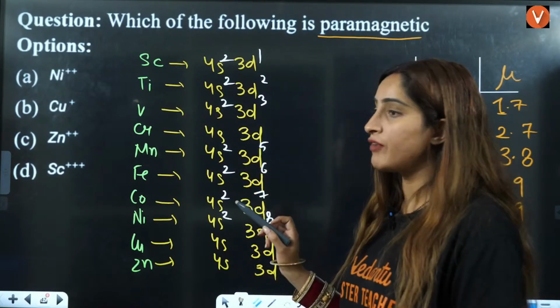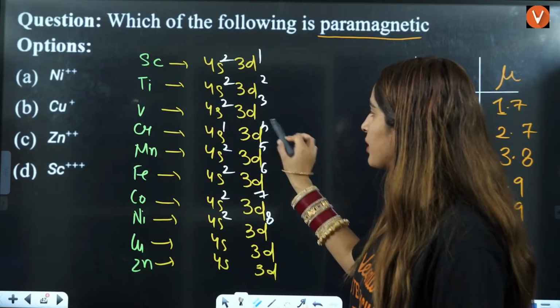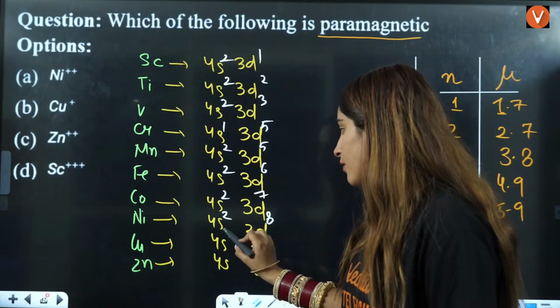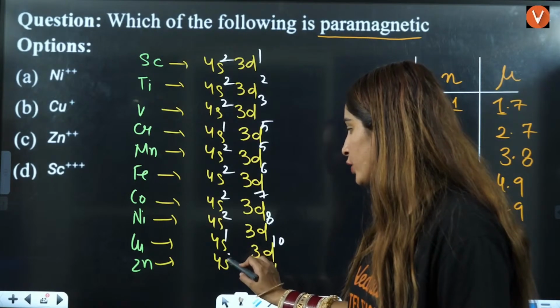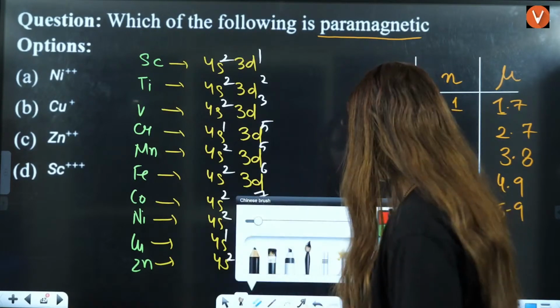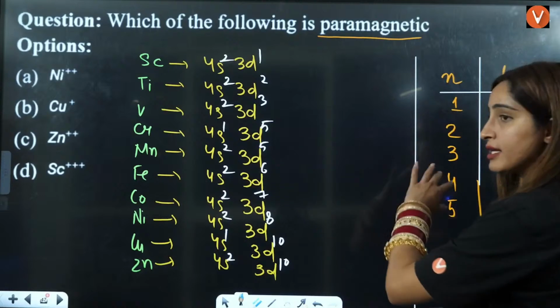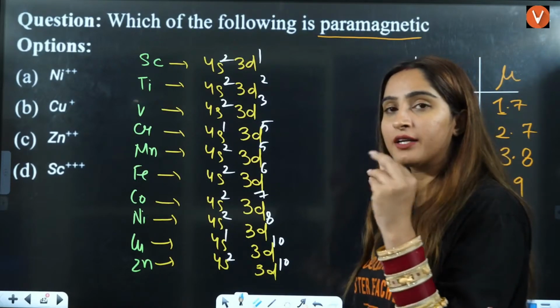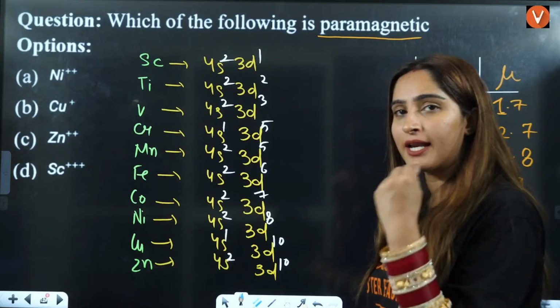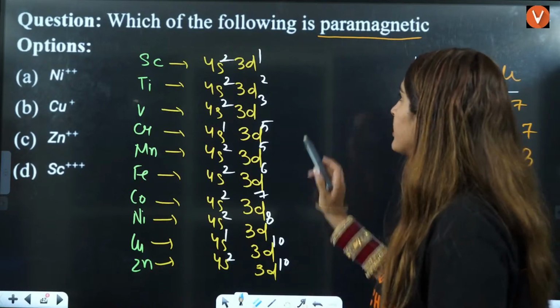So chromium will have 4s1 and 3d5 because of half filled, and 4s1 and 3d10 because of fully filled. Zinc is 30, so it will be 4s2 and 3d10. If you know this, most of the questions, I would say all the questions of paramagnetic character, diamagnetic, unpaired, paired electron, magnetic moment are already solved.